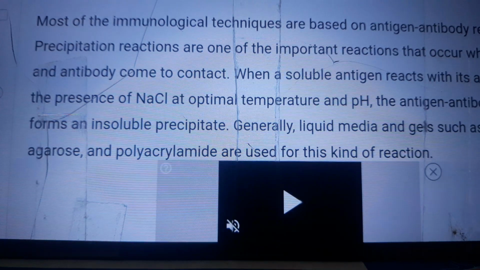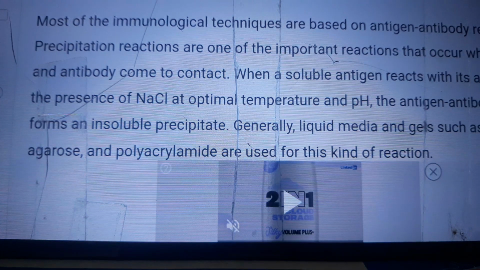Precipitation reactions are one of the most important reactions that occur when antigen and antibody come into contact. When a soluble antigen reacts with its antibody in the presence of sodium chloride at optimal temperature and pH, the antigen-antibody complex forms an insoluble precipitate. Generally, liquid media and gels such as agar, agarose, and polyacrylamide are used for this kind of reaction.